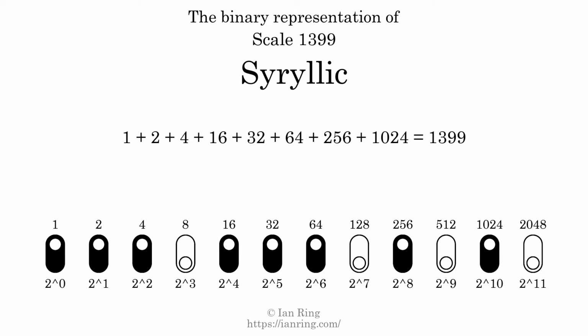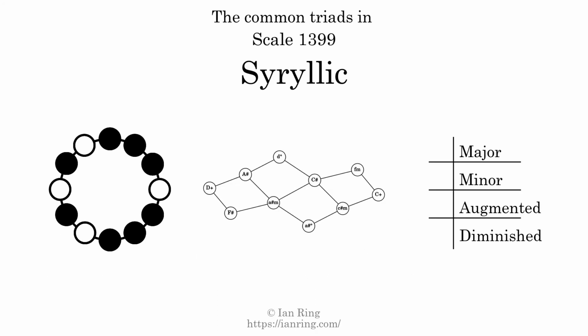1399. The scale number not only enumerates the scale with a unique index, but it also literally describes the tonal content of the scale. Represented as a binary number in base 2, the scale number is 01010110111. Here are the common triads present in this scale.